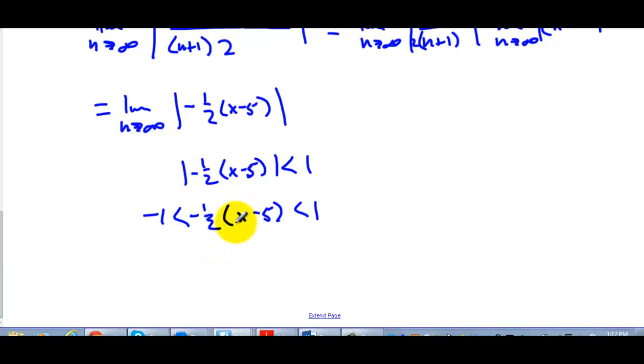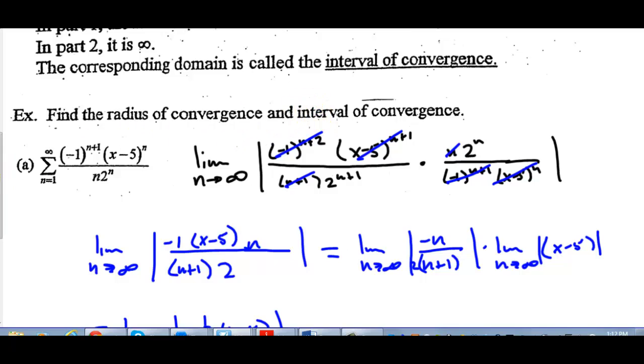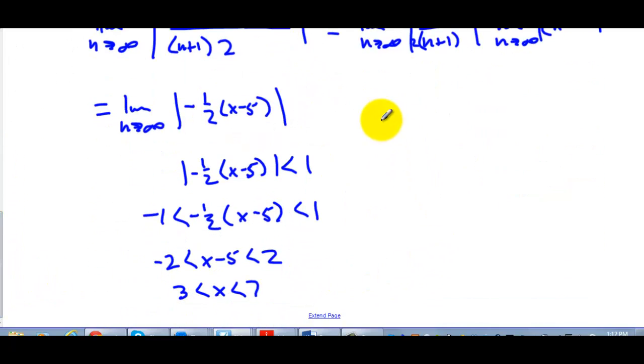Multiply both sides by negative 2. We have negative 2 is less than x minus 5 is less than 2. And if we add 5, we have 3 is less than x is less than 7. And we're asked for the radius of convergence and the interval of convergence. Our interval of convergence is 3 to 7.